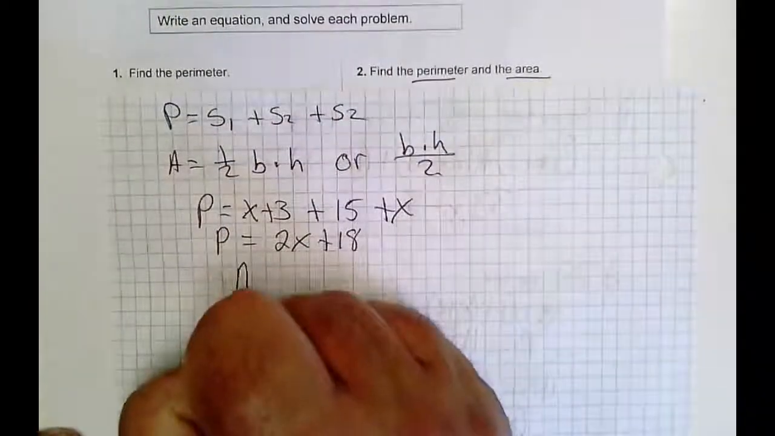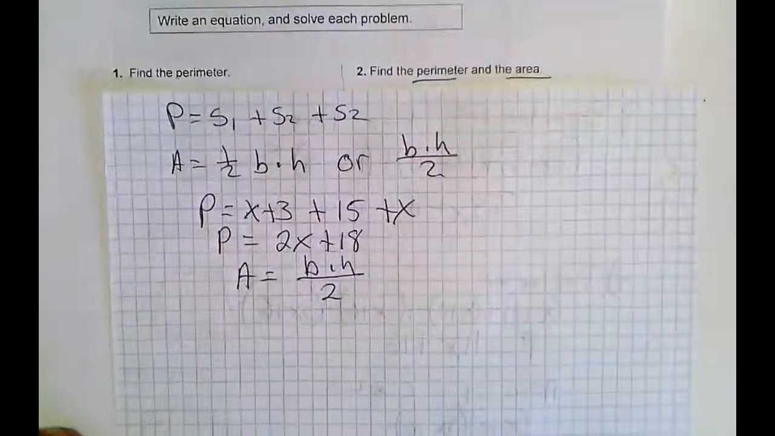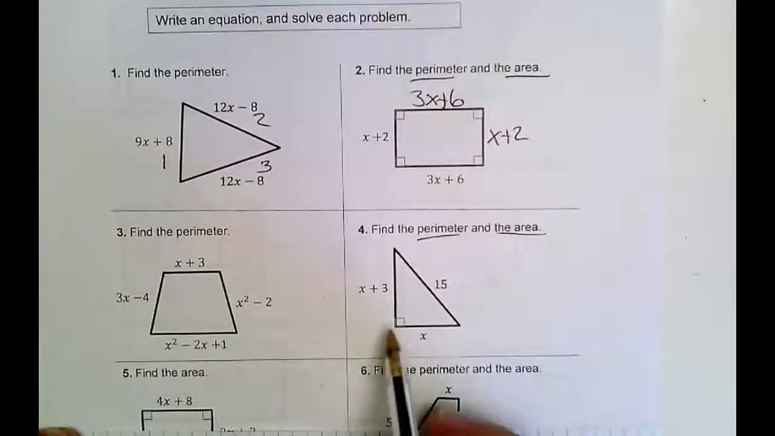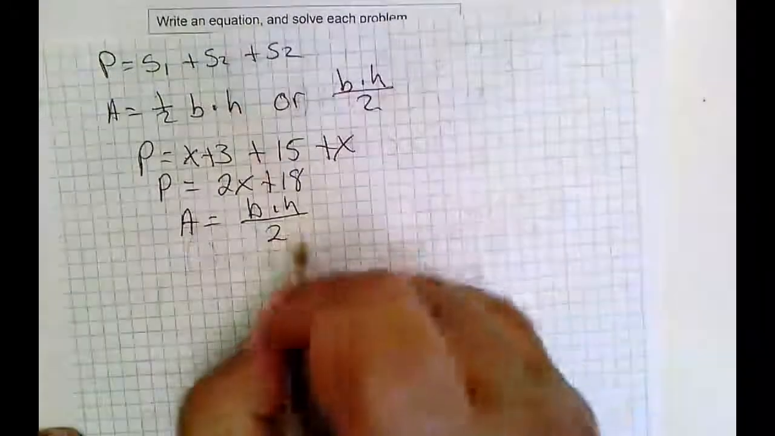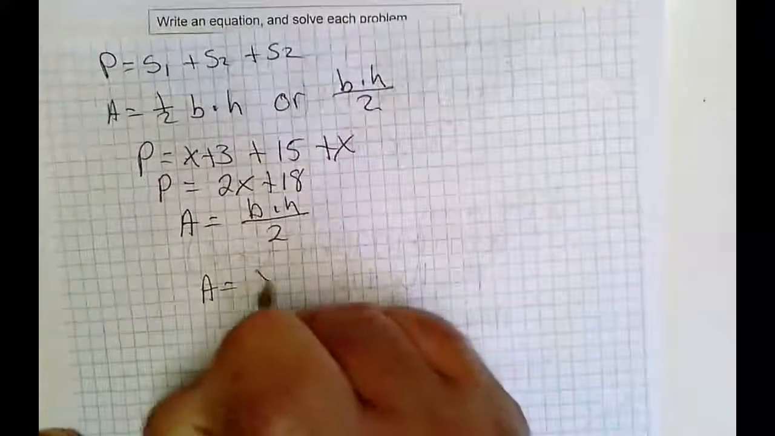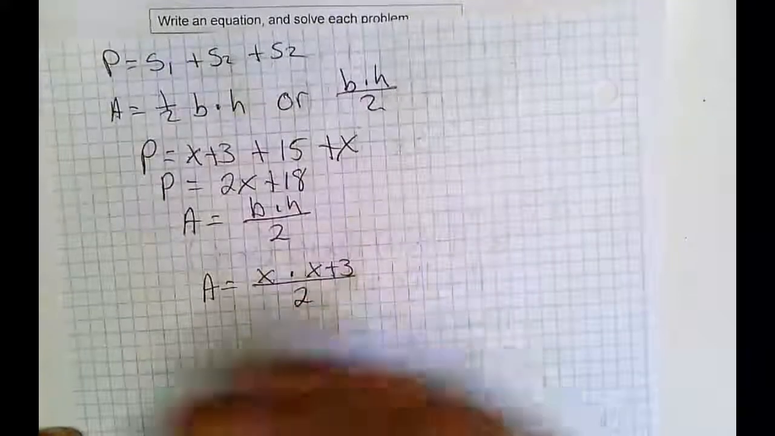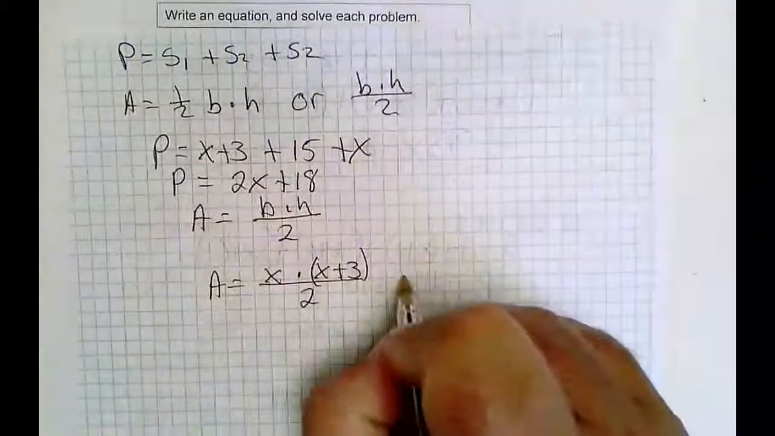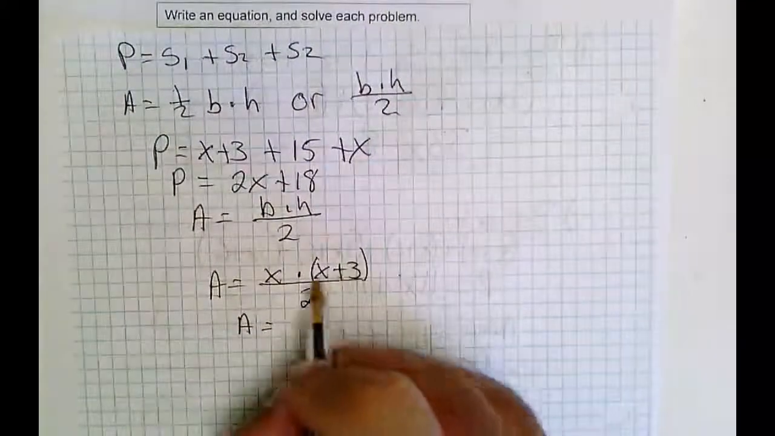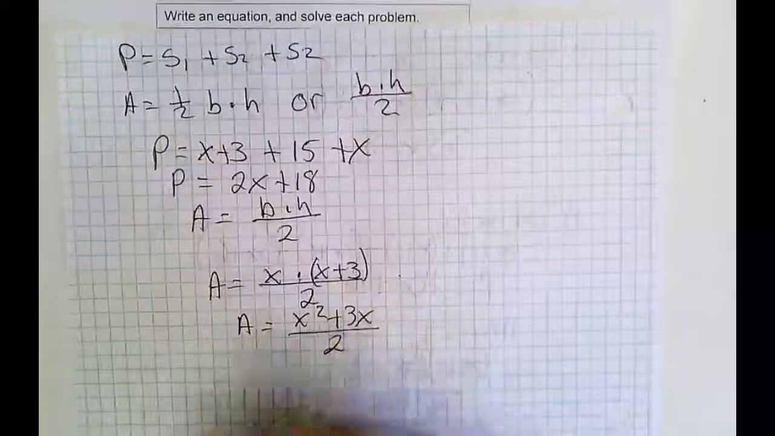All right, now area. Remember, area, I'm going to use base times height divided by 2. So my base, now, remember when we talked about Pythagorean's theorem? The base and the height are the ones that form the right angle. So I have x times x plus 3, all of that divided by 2. Okay, well, here I still have to multiply this in. So this will give me x times x is x squared, x times 3 is 3x, all of that divided by 2.